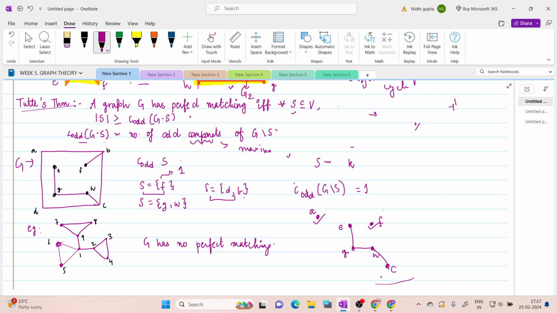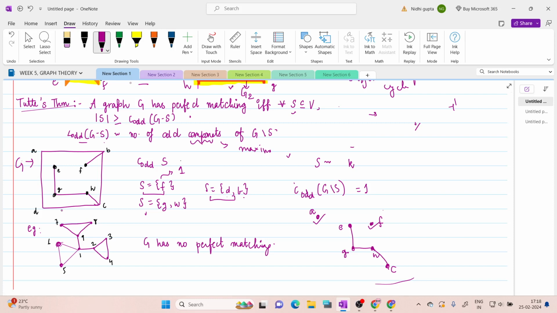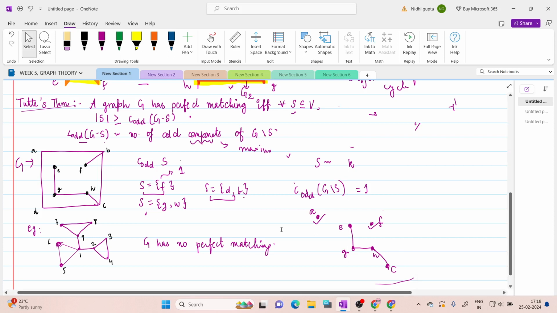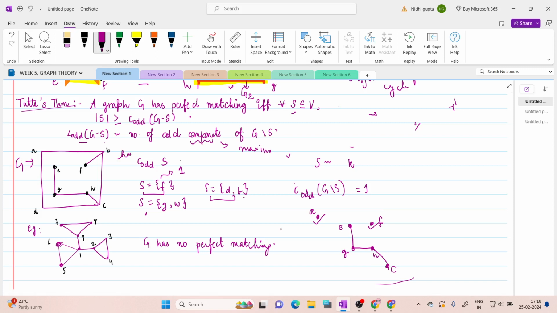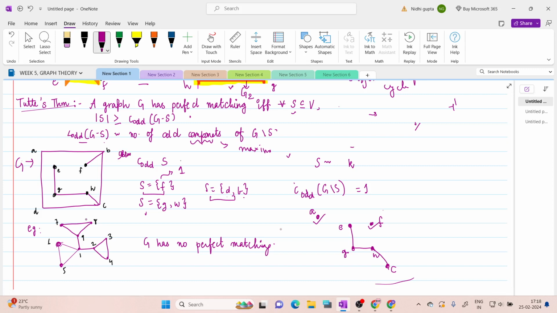Now you'll see that if you remove any of these, you won't be able to satisfy this condition, so you'll have to check for more. We checked a few. Since this is satisfying the condition, let's see if we can find a perfect matching. Can you think of some perfect matching in this graph G? Can you find a perfect matching in G, or whether this graph G has a perfect matching or not?